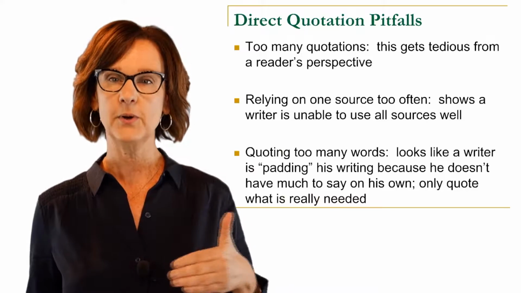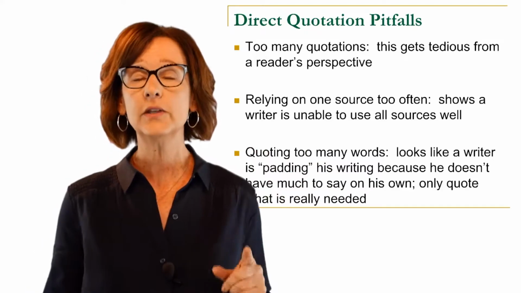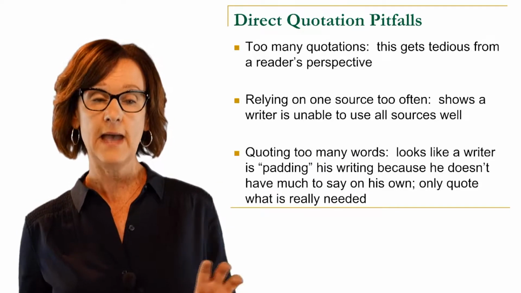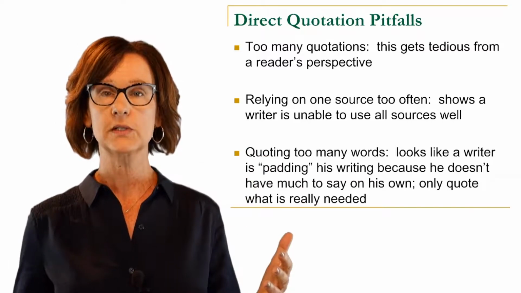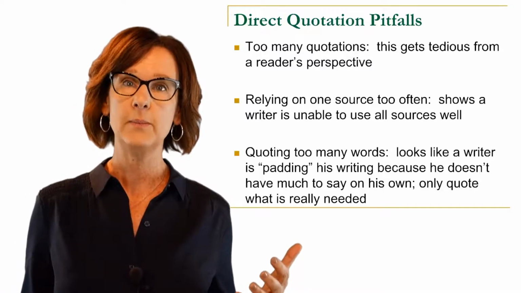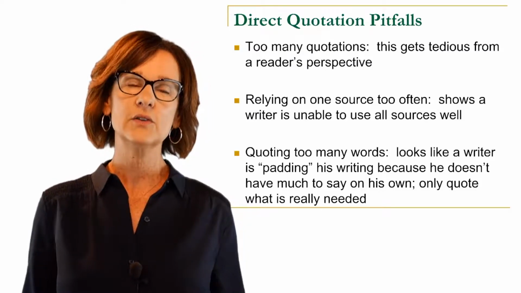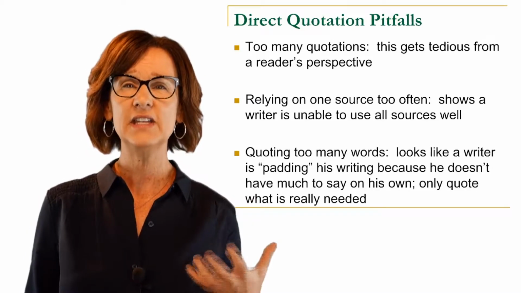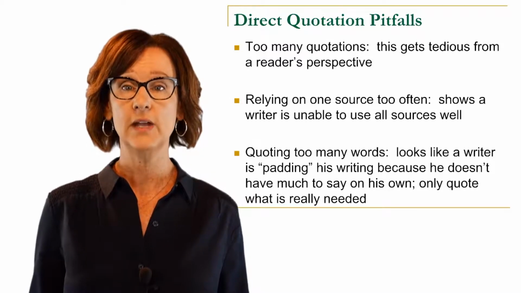Relying on one source too often. Sometimes I'll read a student's paper and he will have the same source quoted or cited over and over again. What you want to show as a college writer is that you can use all your sources well. And that means having a variety of sources and going back and forth among sources. Mix it up. You don't want to have that same person cited in your paper over and over again. And also just quoting too much. There's something called padding, and padding is when you've padded your paper with a lot of unnecessary quoted material, and that makes it look like you don't have much to say on your own as a writer.